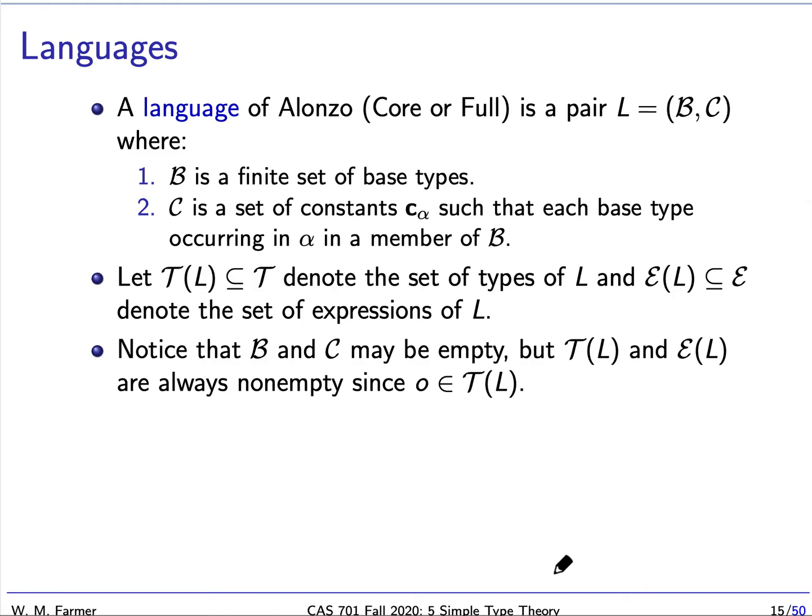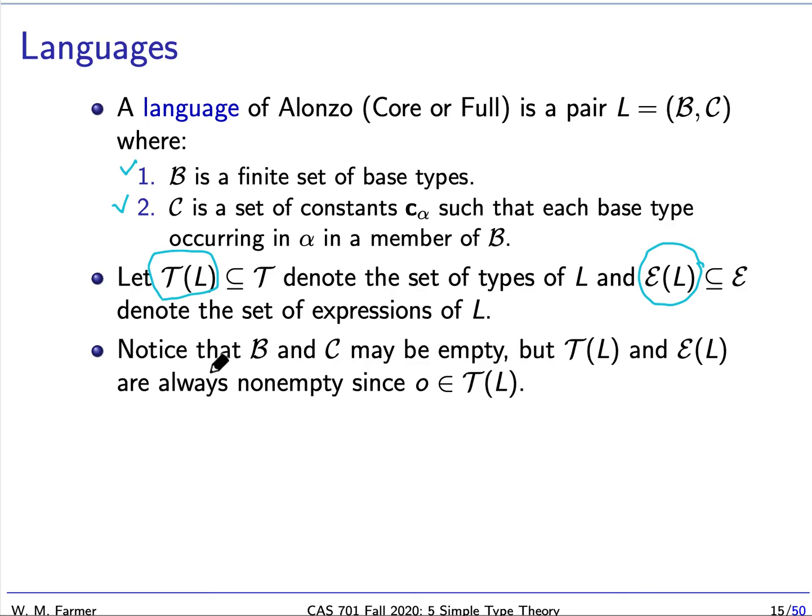Okay, the last thing I want to say about syntax is what is a language of Alonzo. So this would be a language for either core or full Alonzo. So a language is a pair where script B is a finite set of base types, and script C is a set of constants. It could be an empty set of constants, and it could be infinite. But it's a set of constants where the type of the constants only includes base types that are in script B. And then we can define what it means to have the set of types of a language and what it means to be the set of expressions of the language. So basically the set of types will be the set of types of this language, and the set of expressions will be the set of expressions of this language.